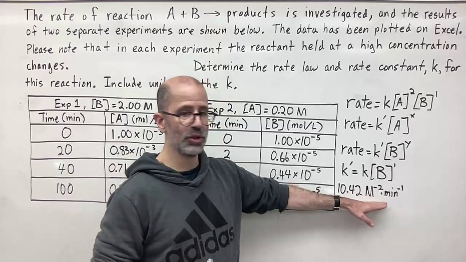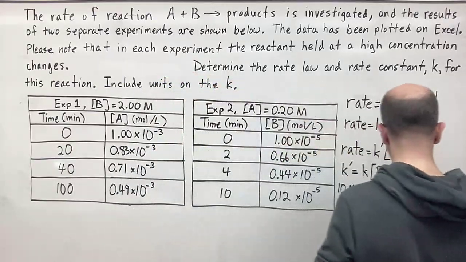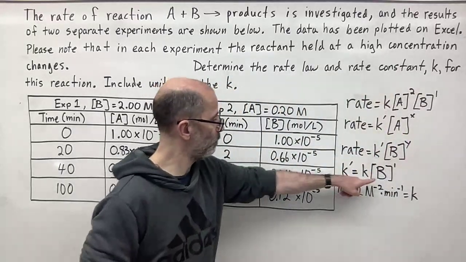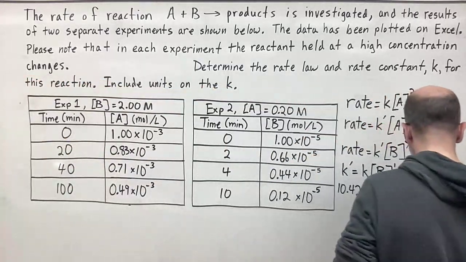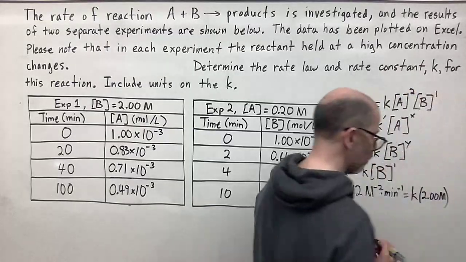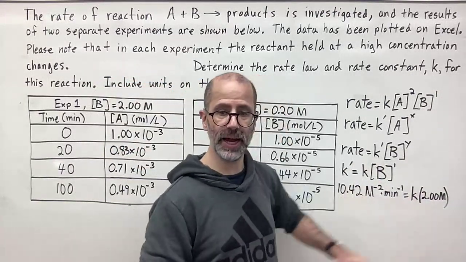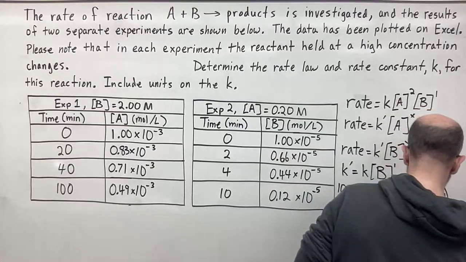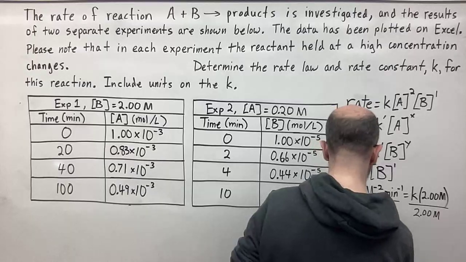Okay, so that's the units of the slope, and this is going to be equal to K times the concentration of B, and the concentration of B is 2.0 molar. So we'll put that in, 2.0 molar. Now that we have this filled in, we can solve for K by dividing both sides by 2.00 molar.